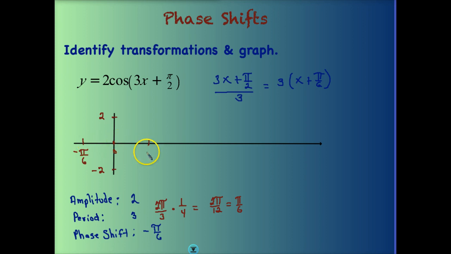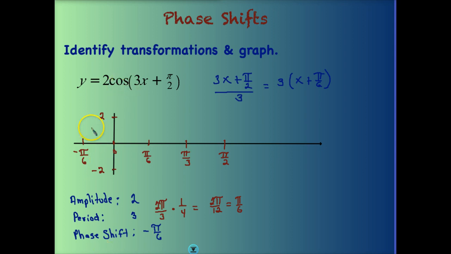If I add pi over 6 to that, my next point would be here at 0. So that's 1/4. If I add pi over 6, I get the second quarter here. If I add another pi over 6, that's 2 pi over 6 or pi over 3. And that's 1/4, 2/4, 3/4. My fourth quarter then, if this is 1 pi over 6, 2 pi over 6, 3 pi over 6 is the same as pi over 2. So what I've done is added pi over 6 to each quarter. Now I'm ready to graph.